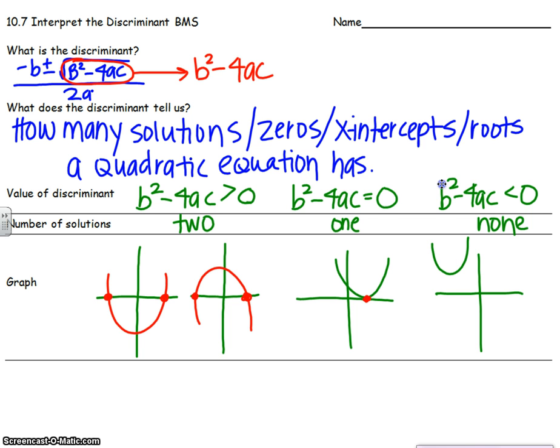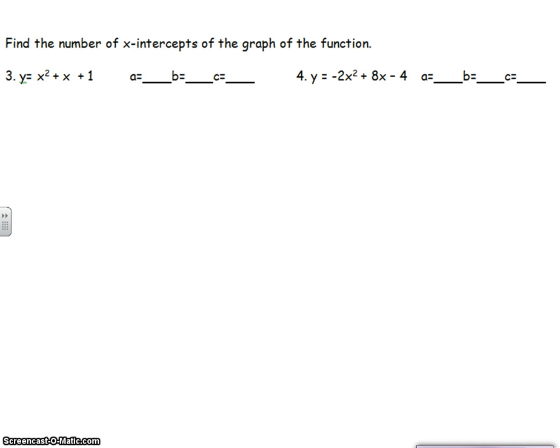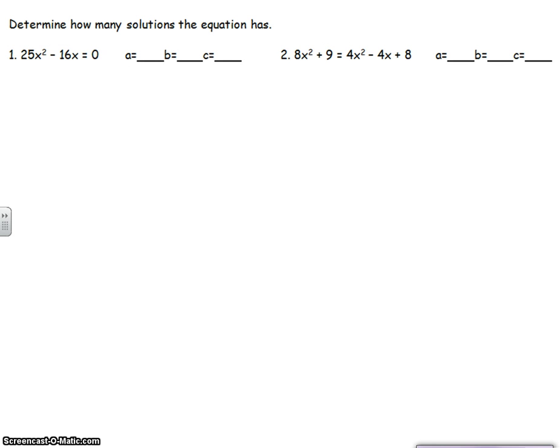All right, let's go ahead and do a couple of practice problems, and we'll be on our way. Whoa, we went too far. This computer. Okay, so we're going to first start with determine how many solutions the equation has.